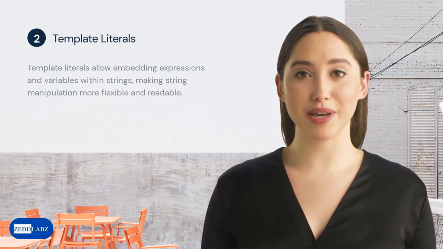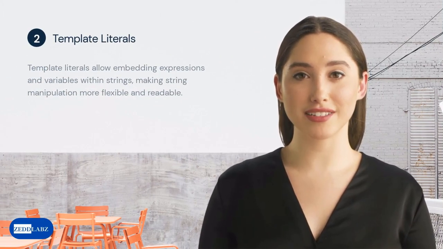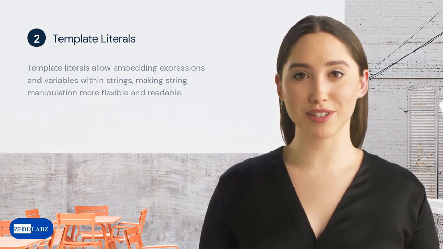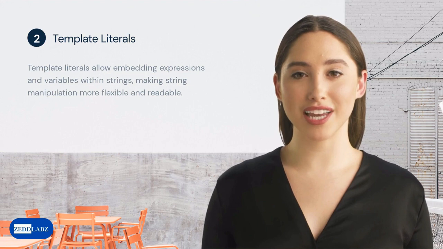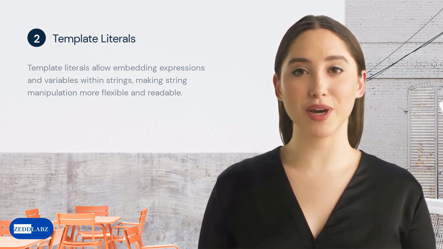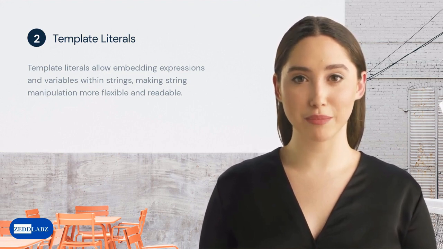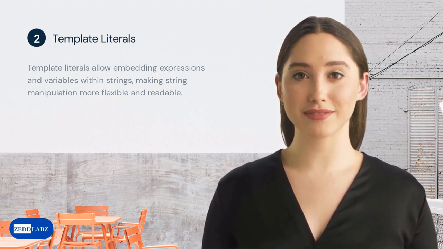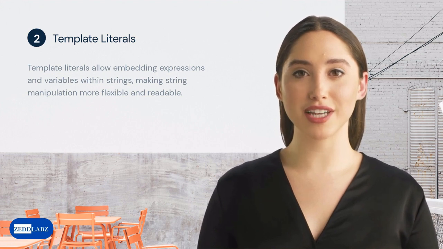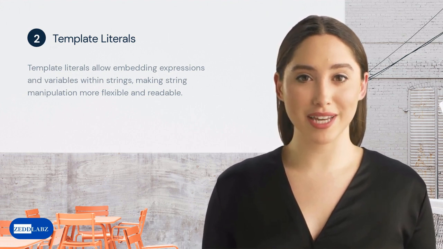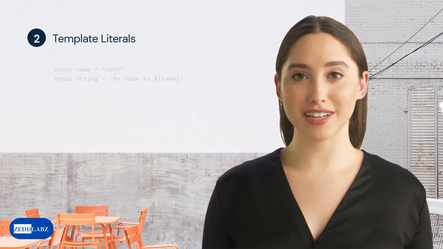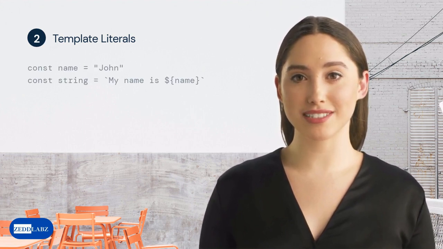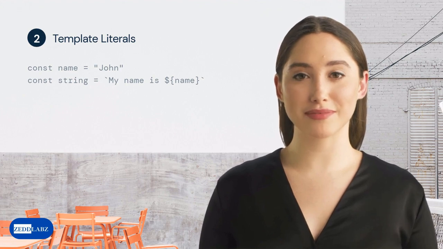Template literals allow embedding expressions and variables within strings, making string manipulation more flexible and readable. Template literals were referred to as template strings before ES6. The backtick character, which is located below the escape key on the keyboard, is used to encapsulate template literals as opposed to quotes in strings. Placeholders are denoted by the $ sign and curly braces and can be found in template literals. Here is the syntax of a template literal. The variable name's value will be placed in the string's template block started with the $ sign.